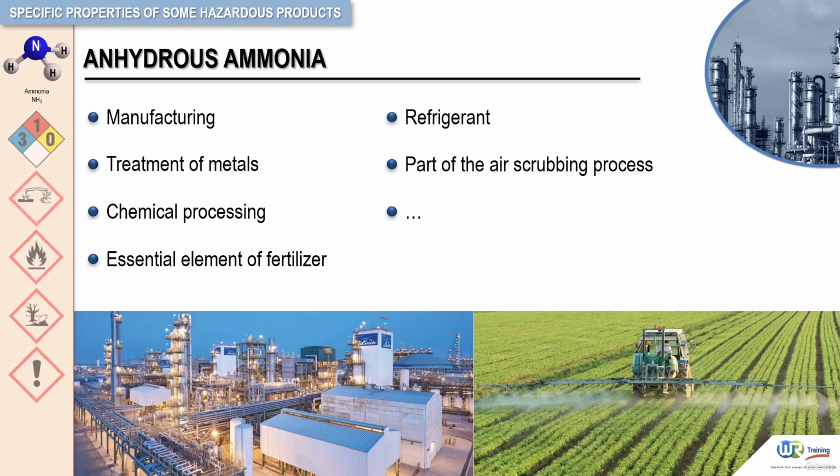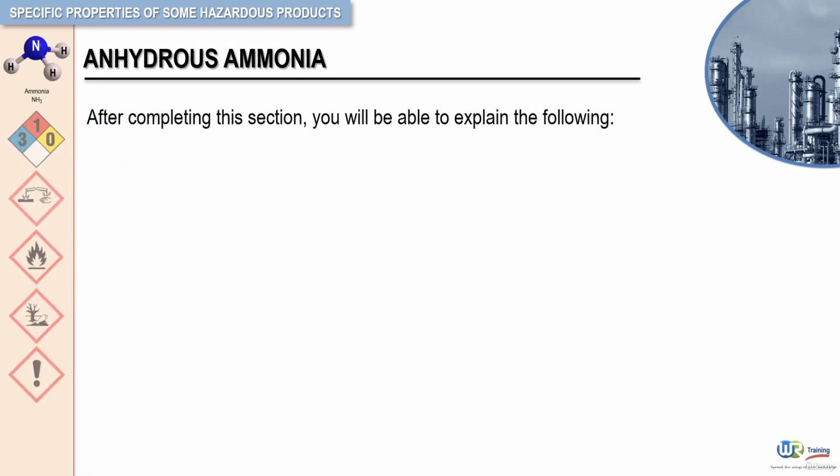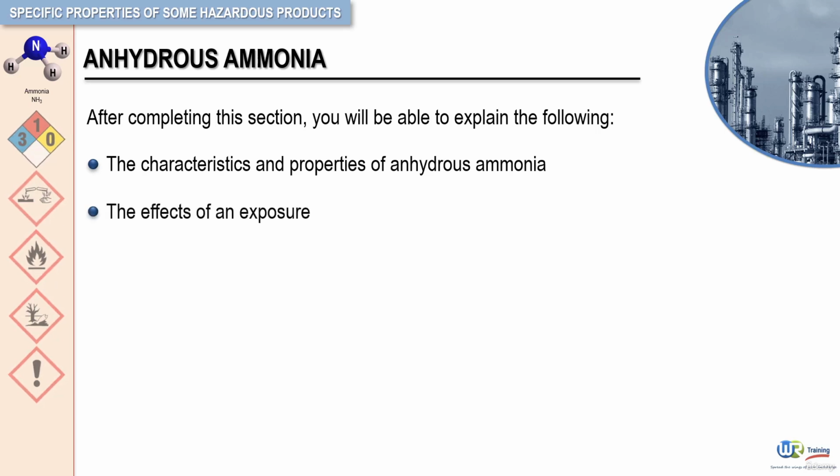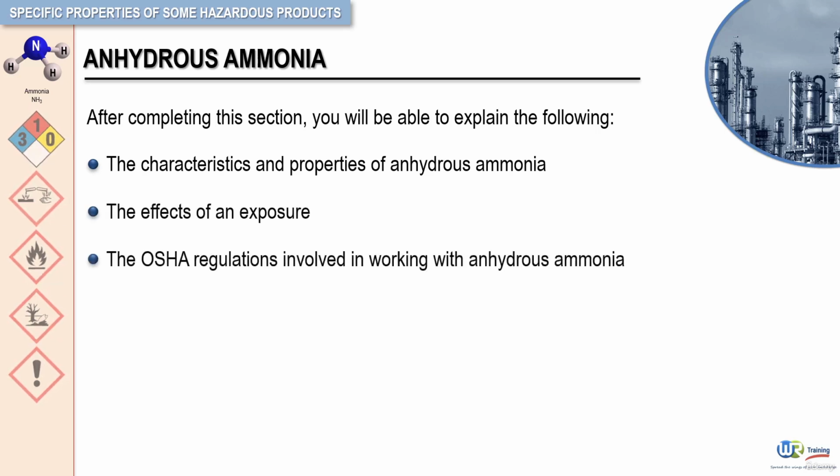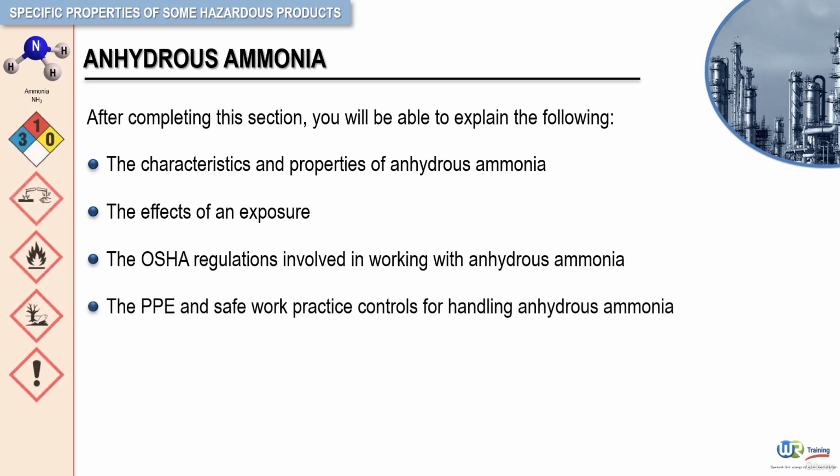This section discusses some key requirements from these regulations, as well as safe work practices and procedures which are necessary to prevent harmful exposures to anhydrous ammonia. After completing this section, you should be able to explain the following: the characteristics and properties of anhydrous ammonia, the effects of an exposure, the OSHA regulations involved in working with anhydrous ammonia, the PPE and safe work practice controls for handling anhydrous ammonia, and how to respond to an exposure.